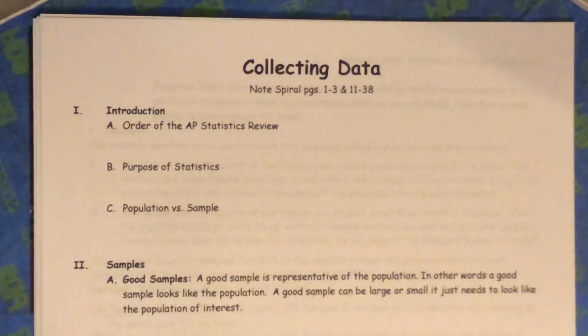So first off, just want to let you know that for the collecting data unit, you should probably review your note spirals, beginning with pages 1 through 3, and then pages 11 through 38. Those in-between pages are on simulations, and you can kind of ignore those initially.